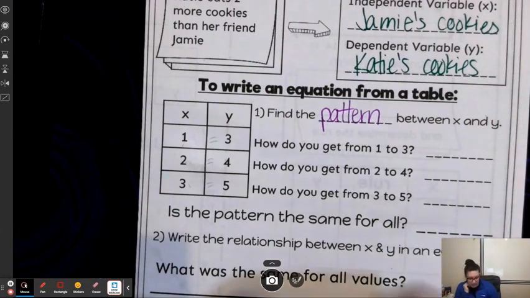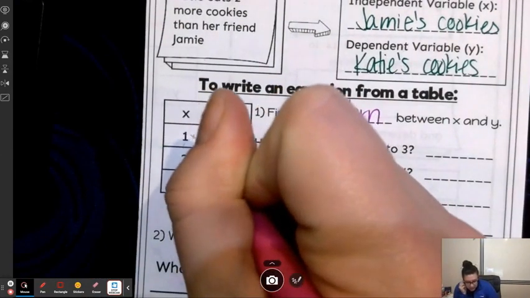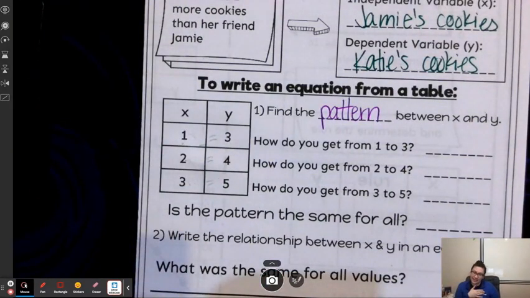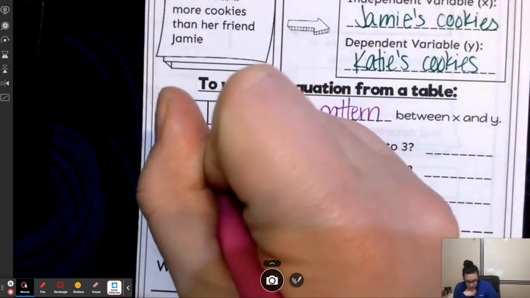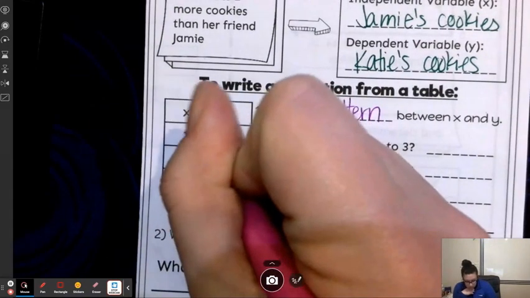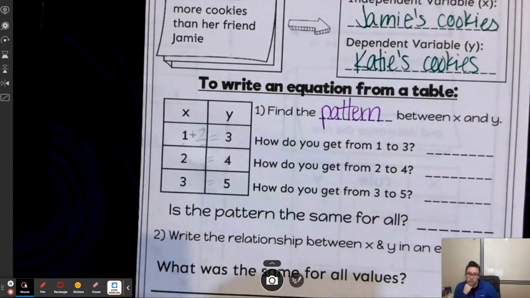Let's try multiplying. Multiplying didn't work. Let's try addition. 1 plus what gives me 3? 1 plus 2 gives me 3. I need to see, does that pattern work for everything?